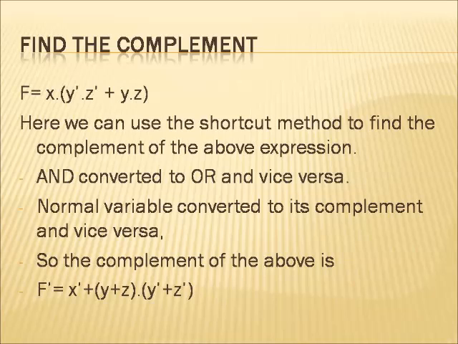So when we apply this shortcut method, you can see that x becomes x bar, then dot becomes plus, y bar becomes y, y plus z bar becomes z. Then again the plus symbol becomes dot. Then y dot z becomes y bar plus z bar. So we have easily found the complement of the given Boolean expression, right? I think this method is much simpler, right? So you can easily find the complement of any Boolean expression within a fraction of seconds, right?